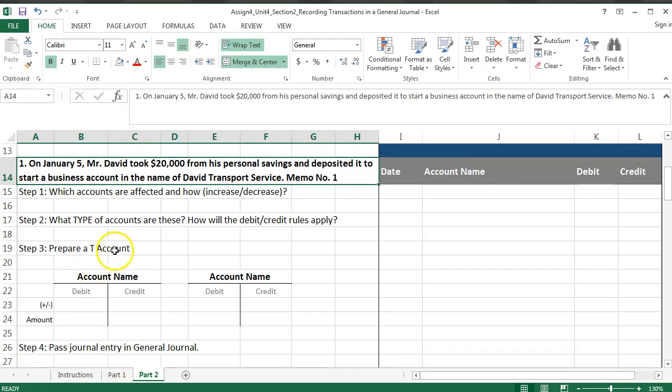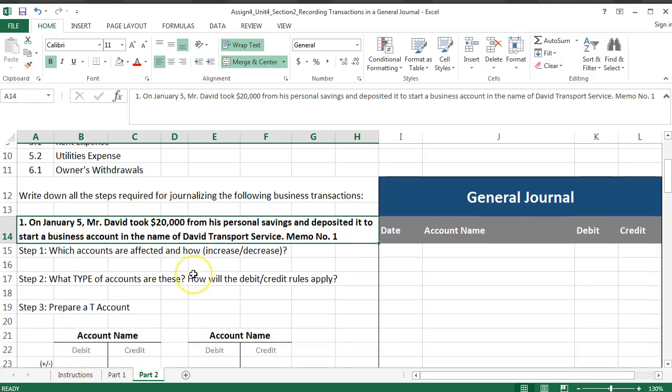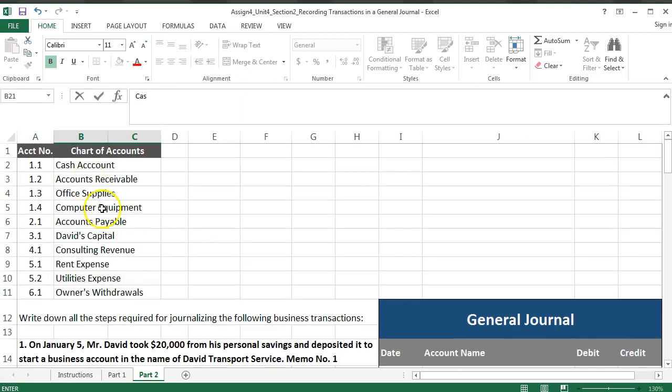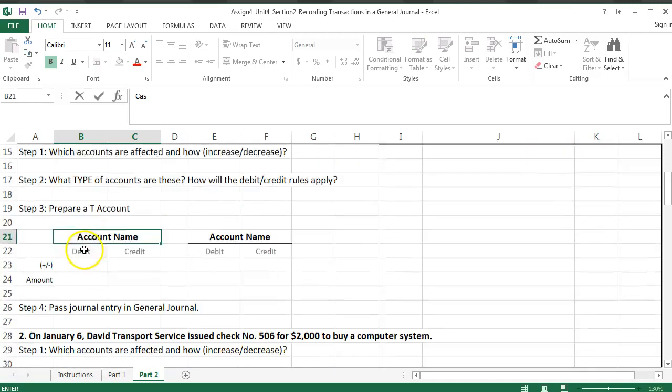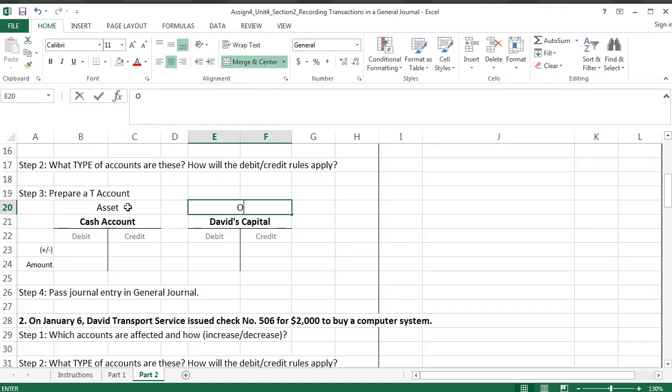January 5th, Mr. David took $20,000 from personal savings and deposited it to start a business. So this is a new business that we're working for. Mr. David started his business with $20,000. So same kind of setup. Actually, let's double check, his cash account is just called cash account, and then he has David's capital. So we have cash account and David's capital. And again, we should be determining what types of accounts these are. This is an asset. This is an owner's equity.